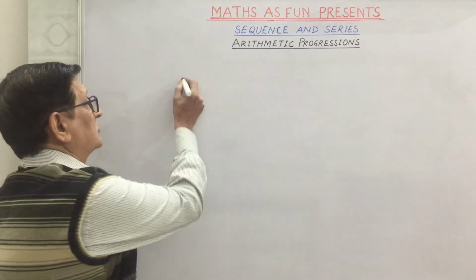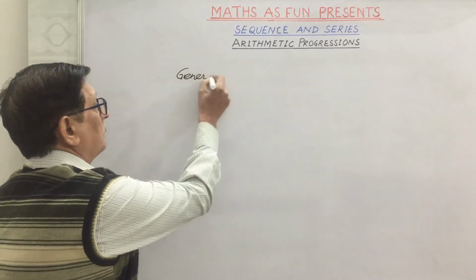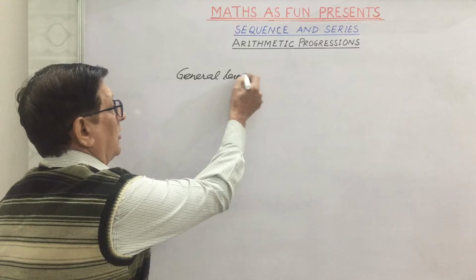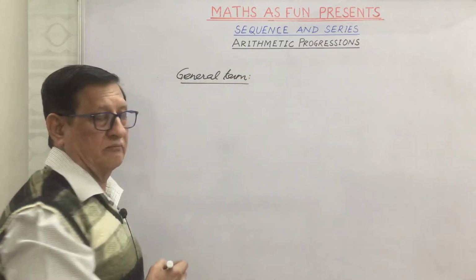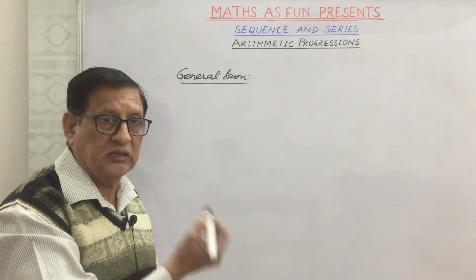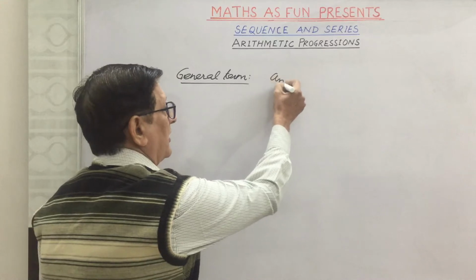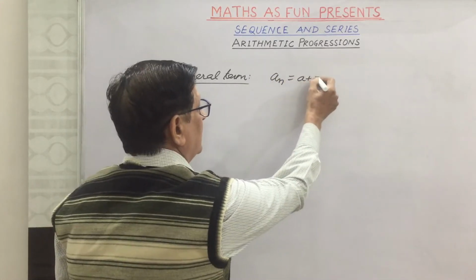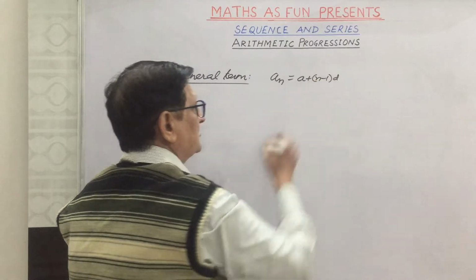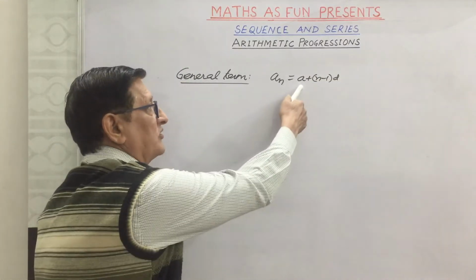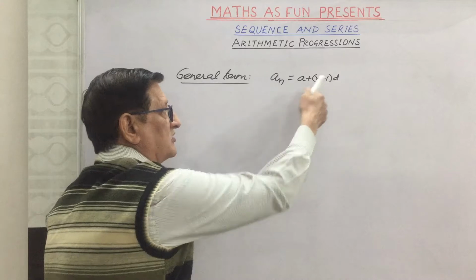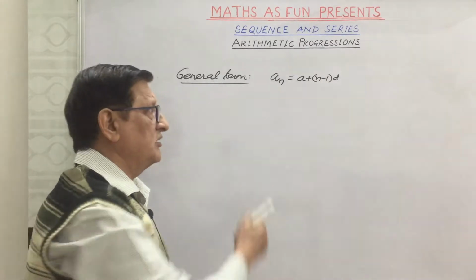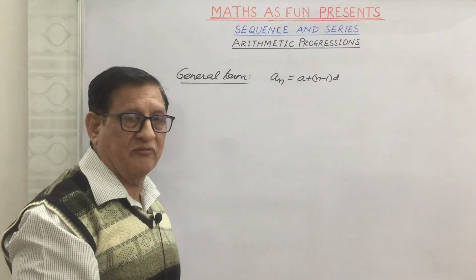To learn about the general term of an AP, we can say it is an. an means the nth term of the AP, that is represented by a plus n minus 1 into d, where a is the first term and d is the common difference. Let's see how this formula is derived.